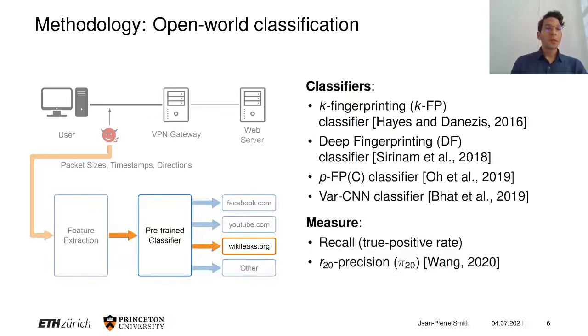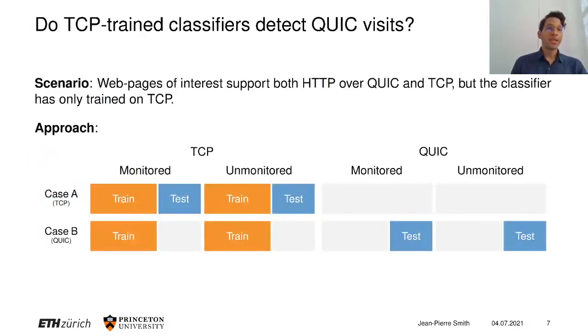With this setup, the first question that we sought to answer was, do TCP-trained classifiers detect QUIC visits? That is, assuming that the web has now deployed QUIC, and the web pages that the adversary is interested in detecting support both QUIC and TCP, but the adversary has not yet updated his collection or his approach to incorporate the QUIC protocol, potentially because he believes it is not necessary, as it is the same web page being loaded and the protocols may not be all that different. How does the adversary actually perform in this setting?